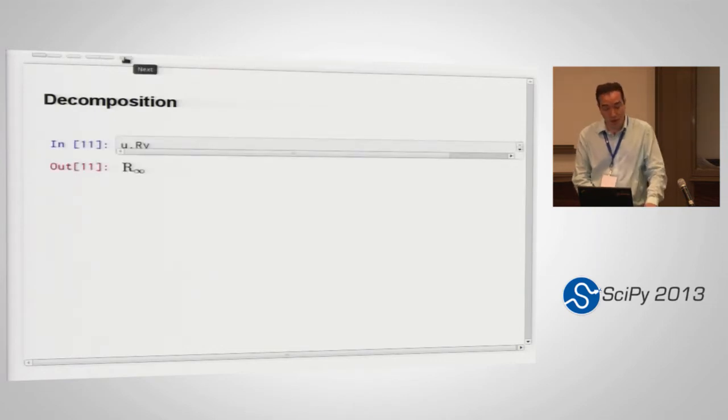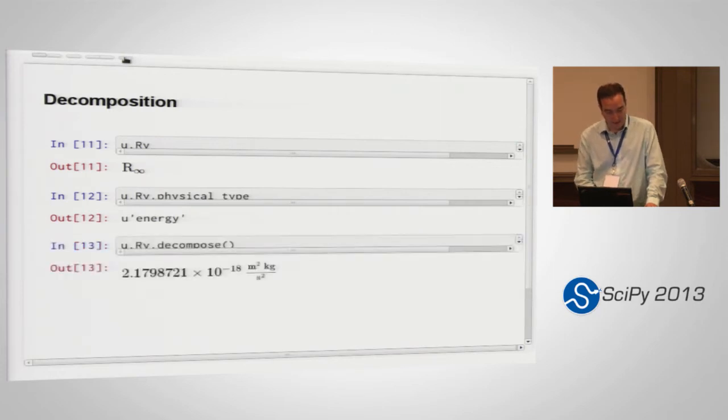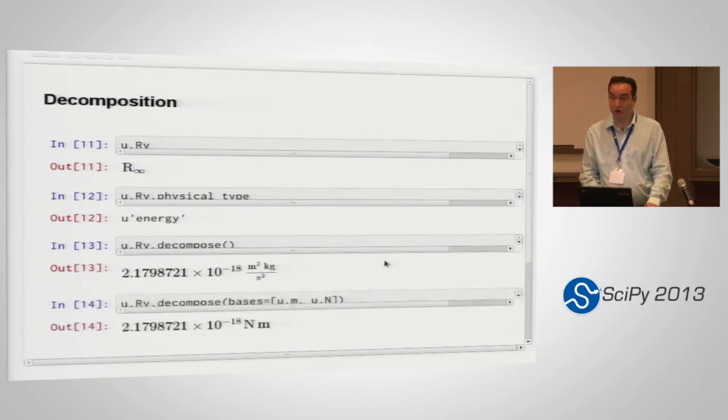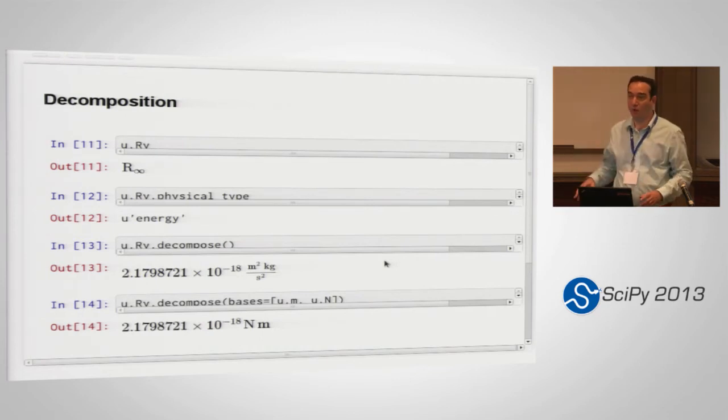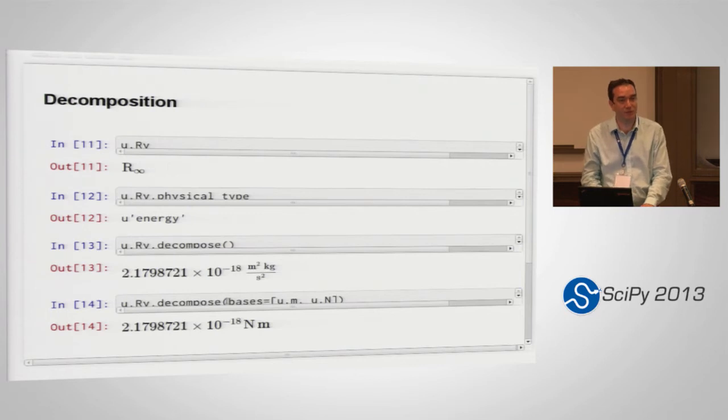So you can decompose these units and see what they're made up of. Here's the Rydberg. It's a unit of energy, and it decomposes into this. You can also decompose, but not all the way down. If you want to see it in terms of newtons and meters, you can do that just by providing bases. For any unit, you can provide a list of bases, and it'll decompose into those bases as best it can.